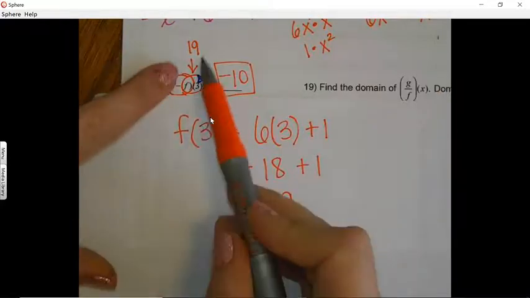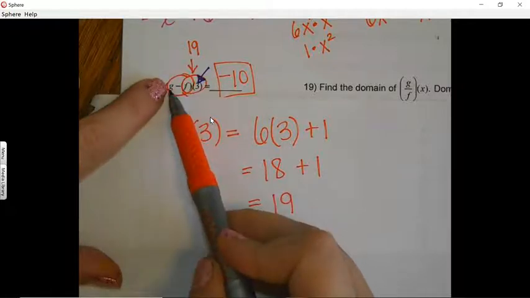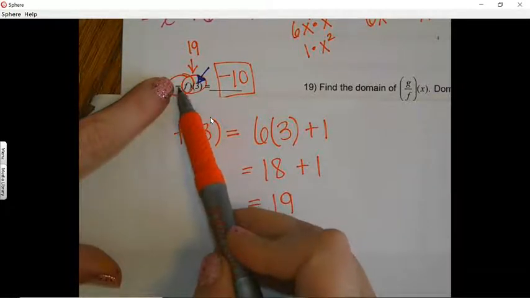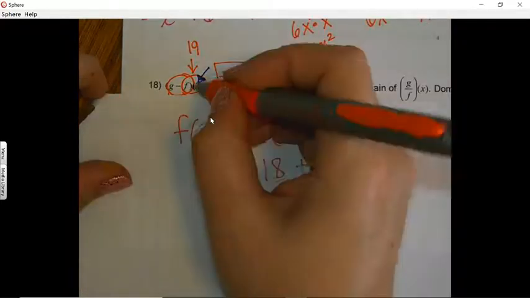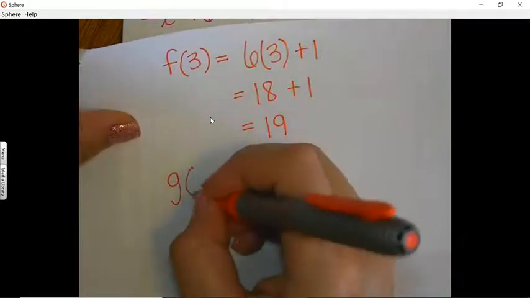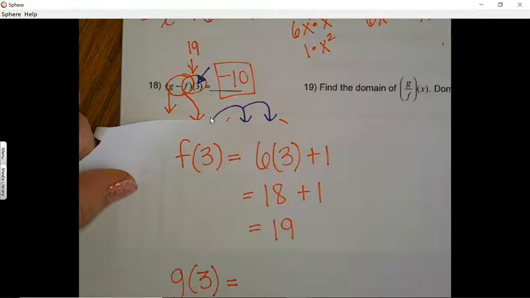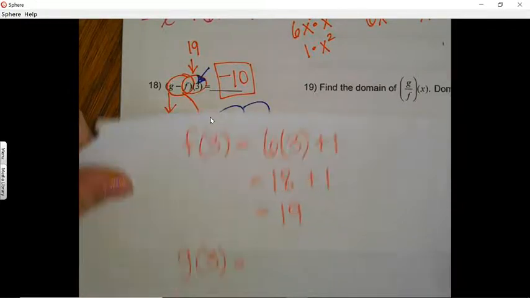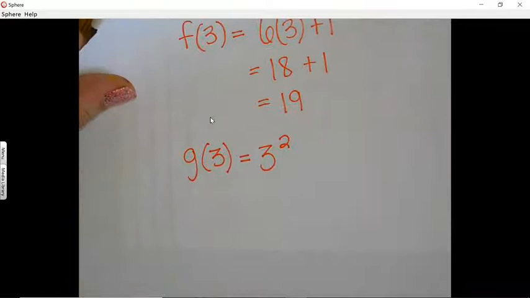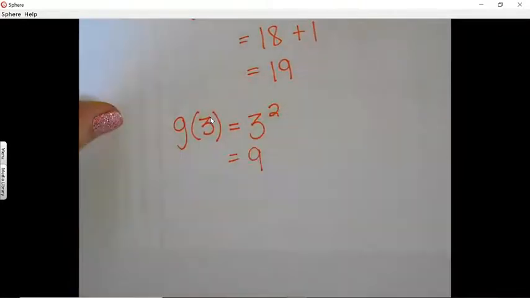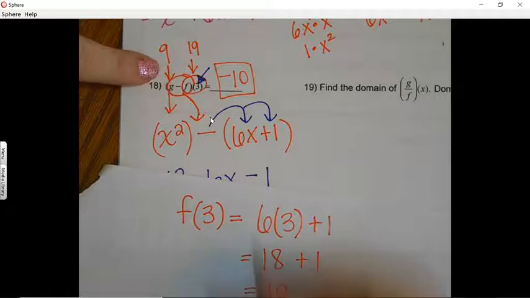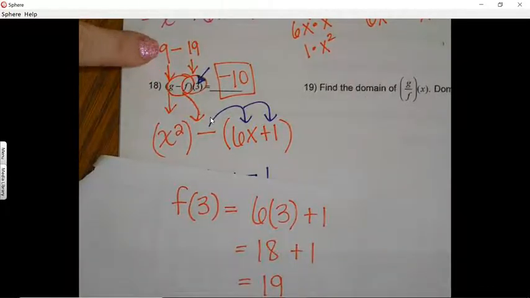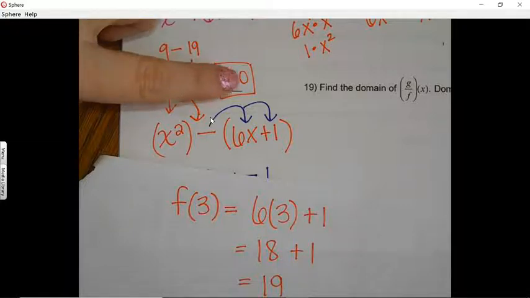Okay, now we're not going to plug 19 in for function g, because that's what we would do if it was a function composition. This is just saying plug in 3 and subtract. So now I'm going to plug in the 3 for the g. I'm using the same number because this is not a function composition. So now I'm going to plug in 3 for function g. Okay, so we get 9. So I'm plugging in the 3 for each of these and then subtracting. And 9 minus 19 is negative 10.